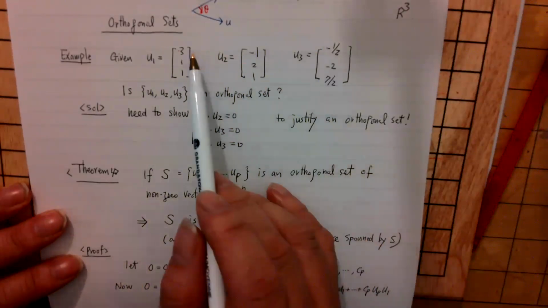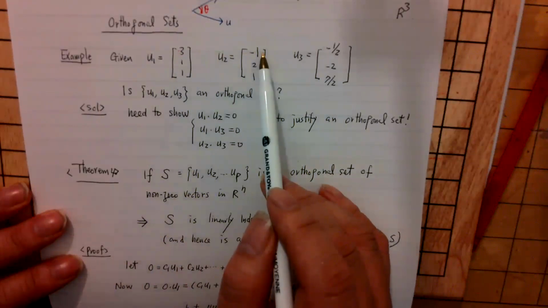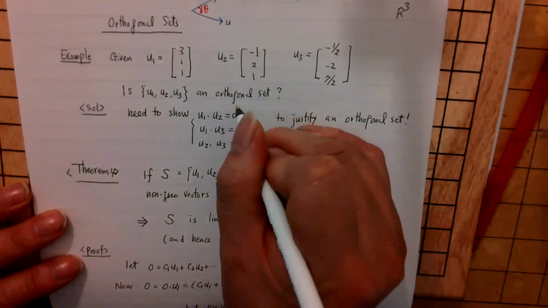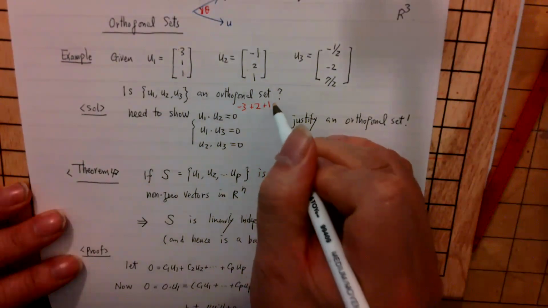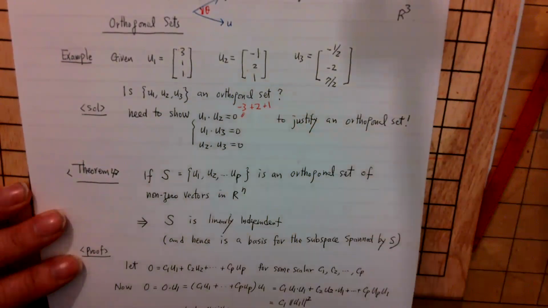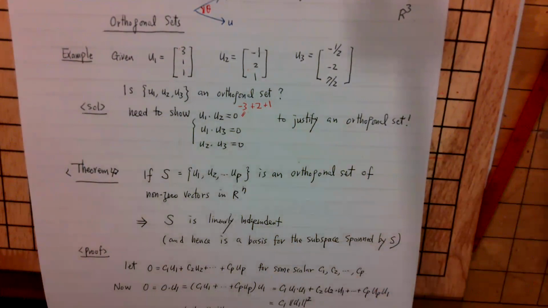Let's take a quick look. 3 times minus 1 is minus 3. 1 times 2 is 2. 1 times 1 is 1. So they add up to 0. The other two you can check in a similar way.